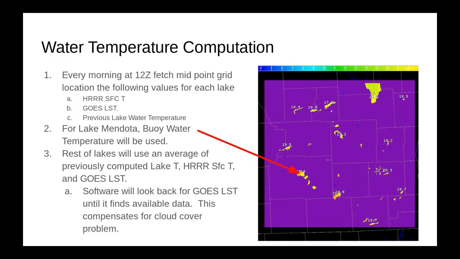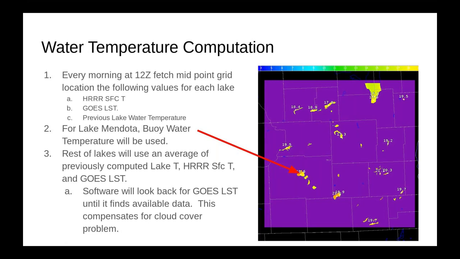And I actually fetched the HRRR, the GOES land surface temperature, as well as the previous lake water temperature that I computed from the previous day. For Lake Mendota itself, I'm just grabbing the Lake Mendota buoy water temperature, and I set that point straight to that. I don't mess with anything else because I take that as ground truth. For the rest of the lakes, however, I'm using an average of the previously computed Lake T, the HRRR surface T, as well as the GOES land surface T.